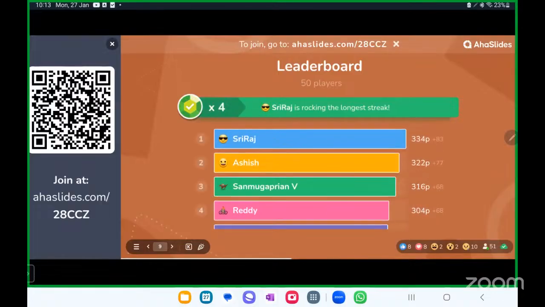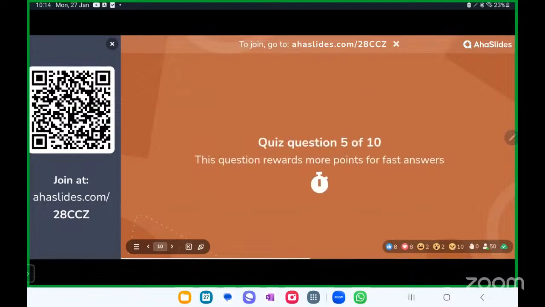Krishna answered it wrong, and Sriraj took advantage of that. Sriraj is leading right now, followed by Ashish, Shanmugapriyan, Reddy, and Dil. Moving on to the next question.